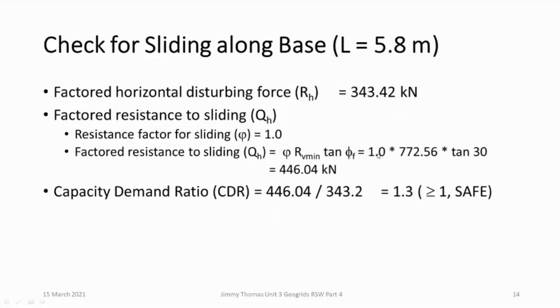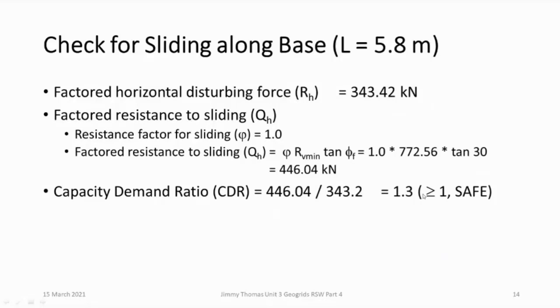So again, we calculate. The resistance factor is 1. So factored resistance sliding is 446.04. So again, we calculate the capacity demand ratio. It is 1.3. So it is safe in sliding. Earlier also there was no problem. It was safe. We had to increase the length only because of the eccentricity. So sliding is okay. Eccentricity is okay.